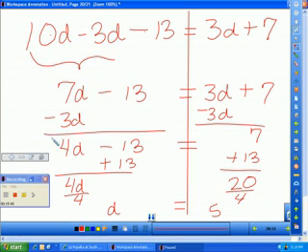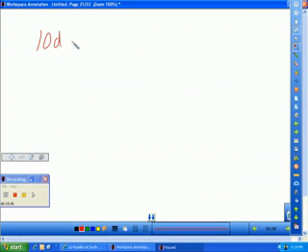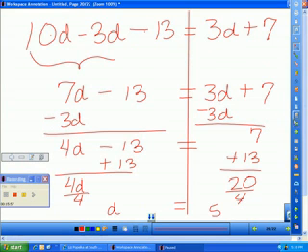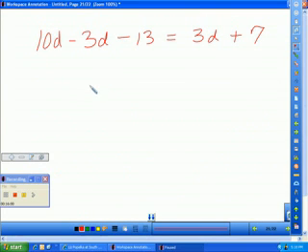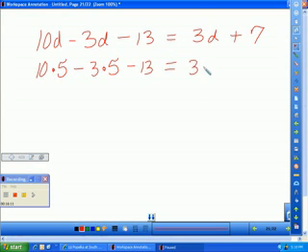Still have to go back and check my answer. So instead of 10d minus 3d minus 13 equals 3d plus 7, I got as my answer that d is equal to 5. So now I'm going to put it into my original problem and see if I was right. So 10 times 5 minus 3 times 5 minus 13 equals 3 times 5 plus 7.